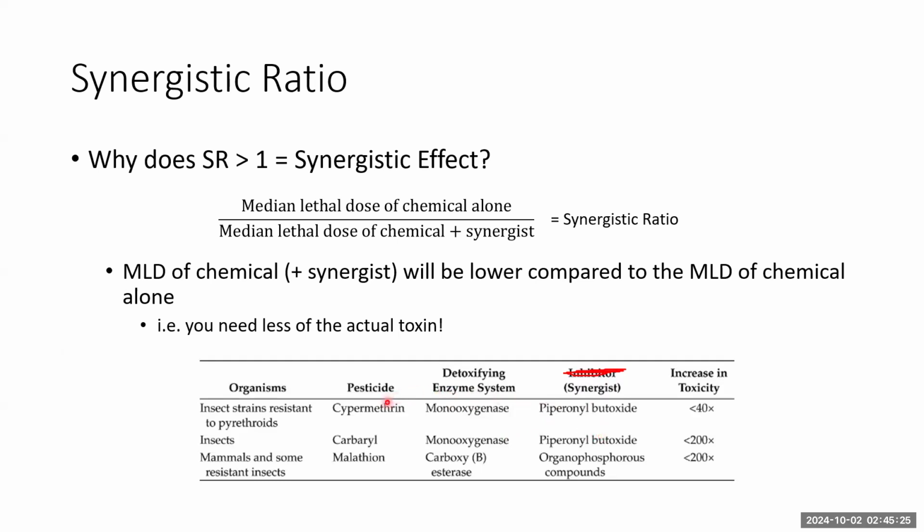So what this table is showing you is that with the additional synergist of piperonyl butoxide, you can increase the toxicity of cypermethrin by almost 40 times. The little less than is also confusing. It's not saying less than 40 times toxic. It's saying that it's increasing the toxicity just shy of 40 times more toxic, meaning you need 40 times less of your cypermethrin if you mix it with piperonyl butoxide. So you go from needing 40 grams just straight up to only needing 1 gram.